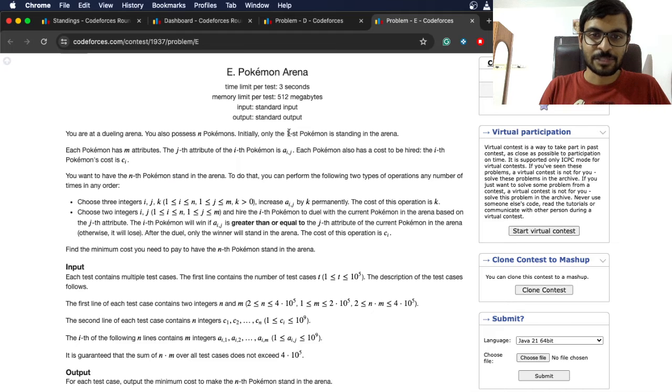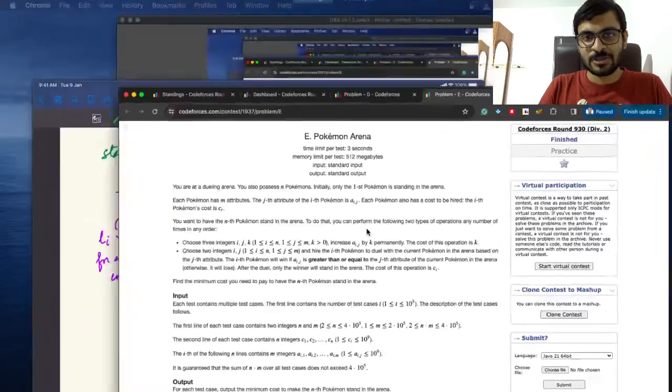Initially, the first Pokemon is standing in the arena, and now the ith Pokemon can win over the current Pokemon based on some jth attribute. So the ith Pokemon will win if that attribute is greater for the ith Pokemon compared to the jth attribute of the current Pokemon. So it's something like this.